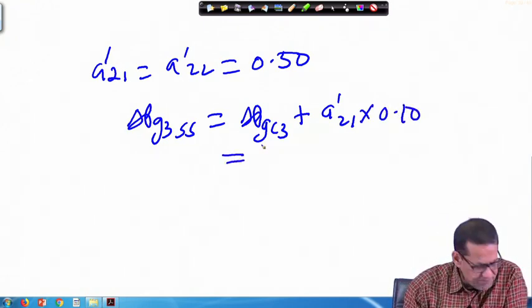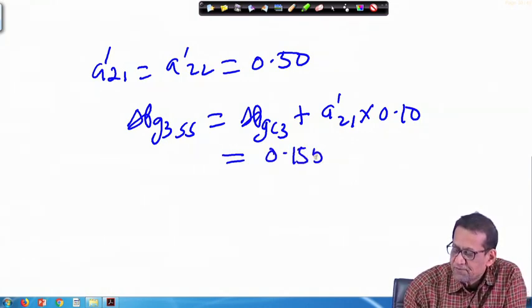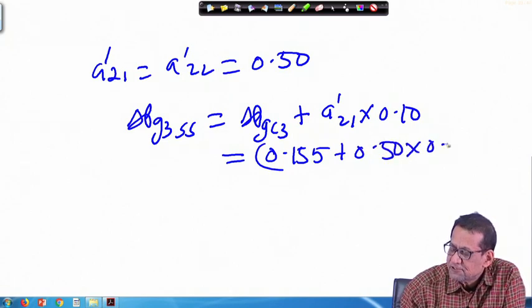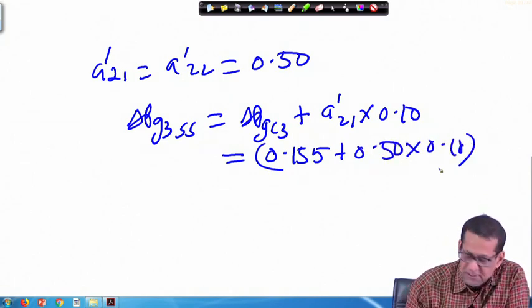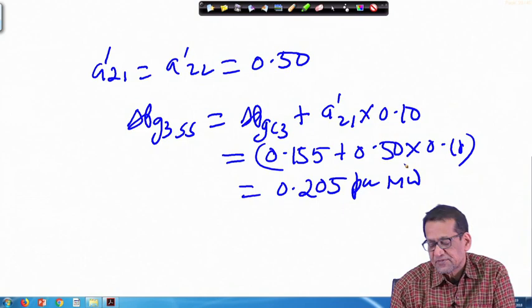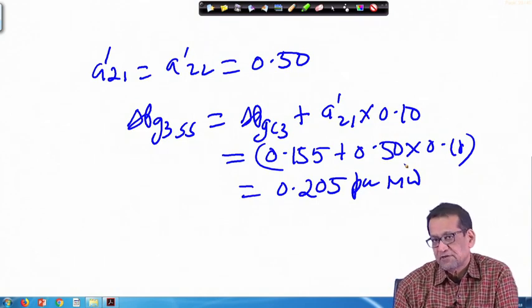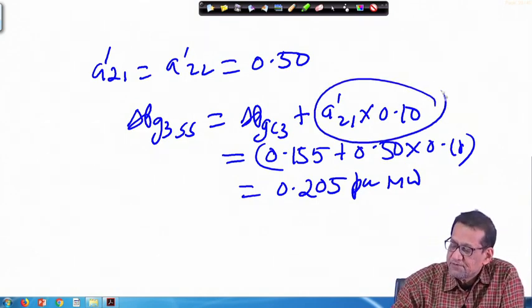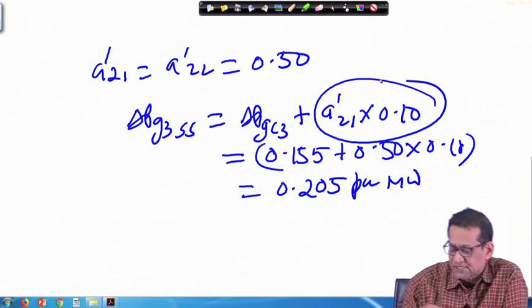So, this delta Pgc3 we have calculated, it was 0.155 plus 0.50 into 0.10, right. So, it comes around 0.205 per unit megawatt. This is when uncontracted power demand is there. That is why this term, as in the previous case also, is coming here.